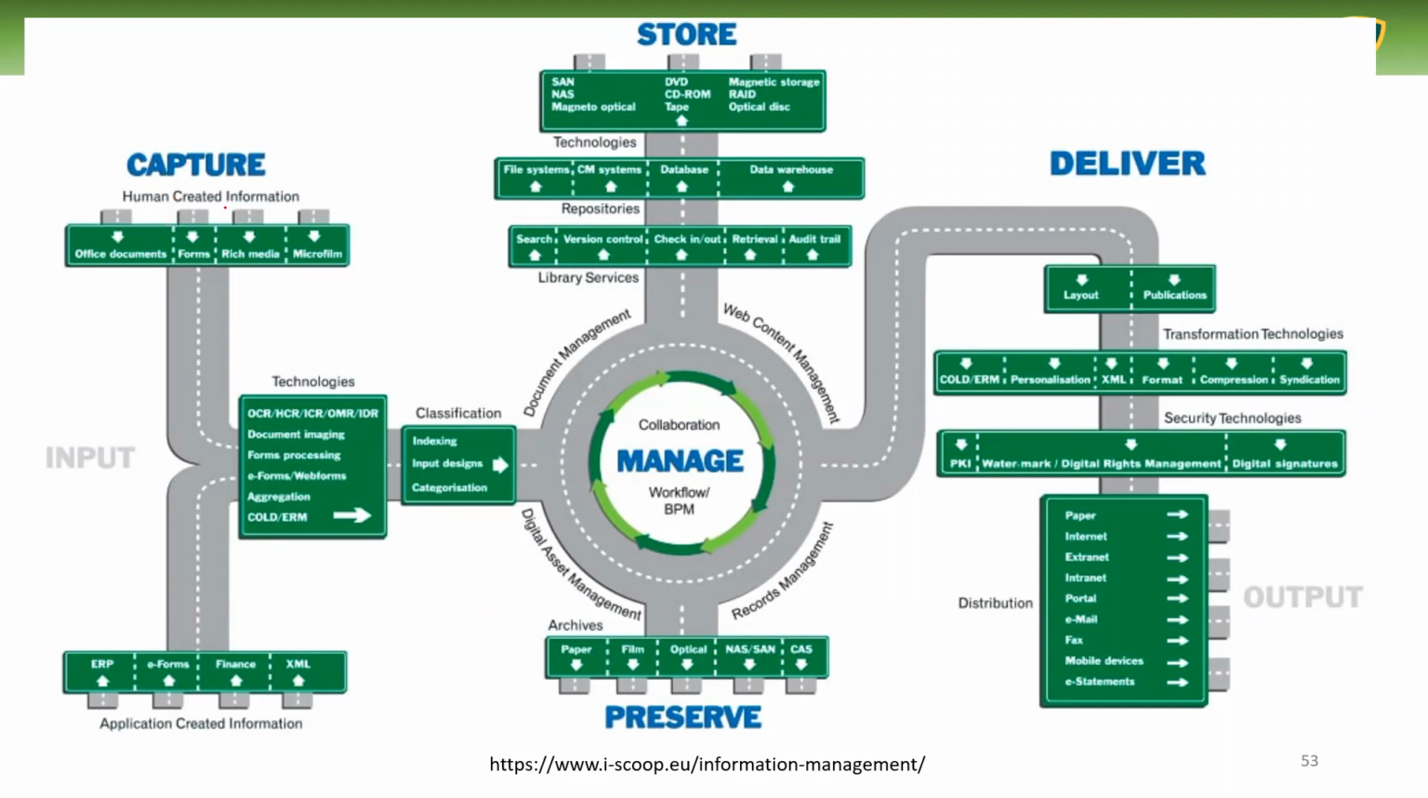So there's the capture stage, and this may come from the capturing of information, and data may come from office documents, forms, rich media, microfilm, XML, or other kinds of information architectures as well. These are application created information and human created information. There are technologies for processing this input, document imaging, forms processing, and so on. And this processing usually will involve a classification or kind of indexing or categorization of the information.